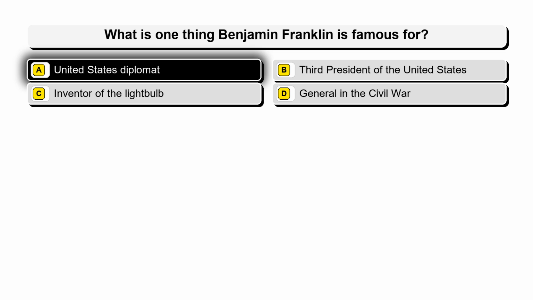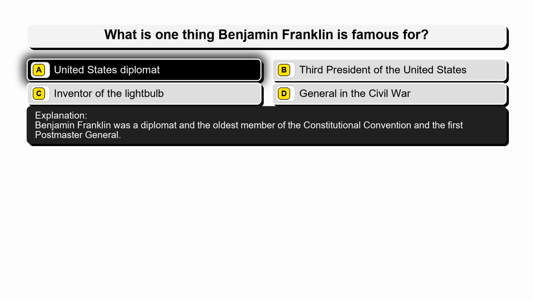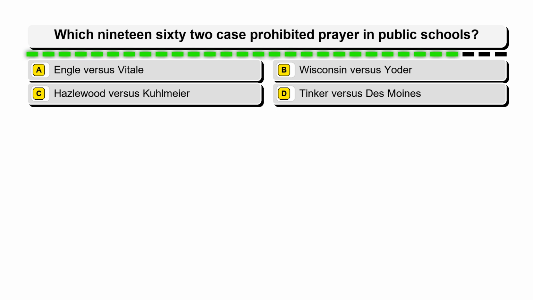The correct answer is option A. United States diplomat. Benjamin Franklin was a diplomat and the oldest member of the Constitutional Convention and the first Postmaster General. Question 2. Which 1962 case prohibited prayer in public schools?